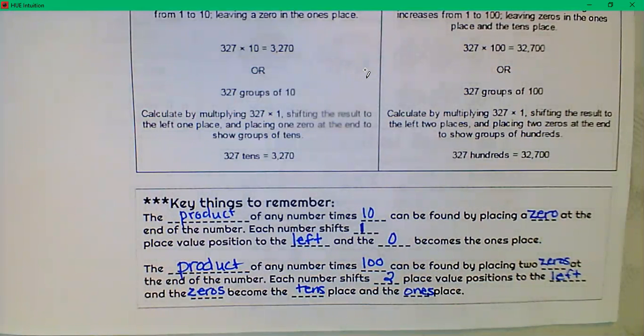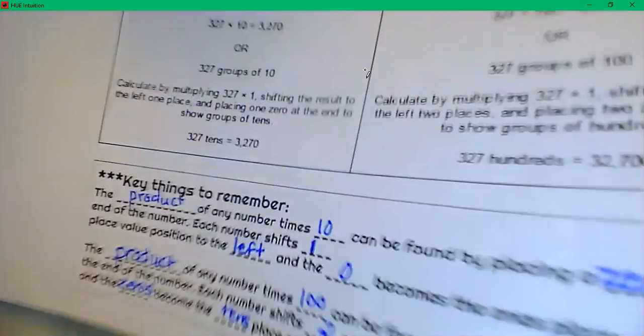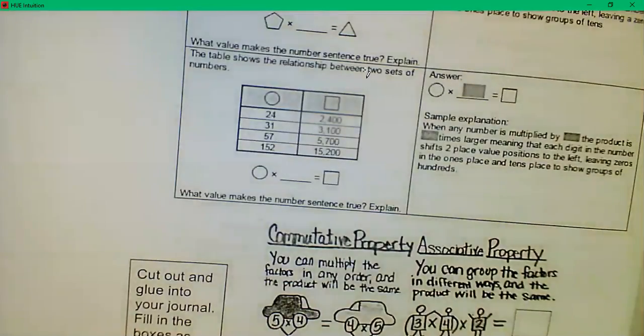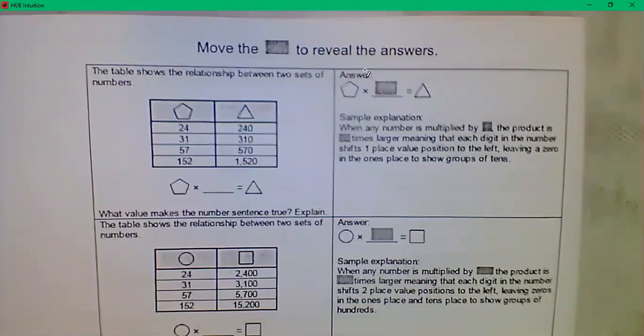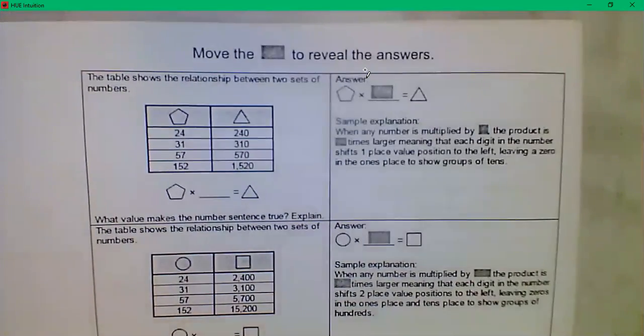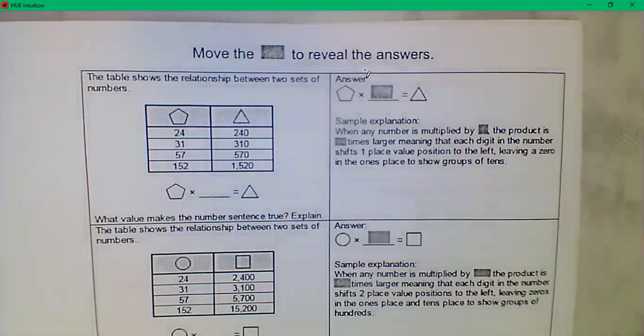Now, if you were working virtually on the next part of your notes page, it basically told you to take the blue rectangle and move it to reveal the answers. Since we are not logged into a computer, we're going to go ahead and talk about those patterns and relationships that we see here. Again, a review for those of you that were here, brand new information for those of you that were not.